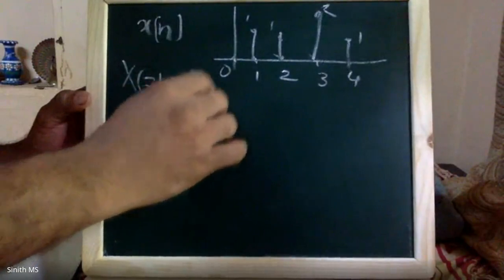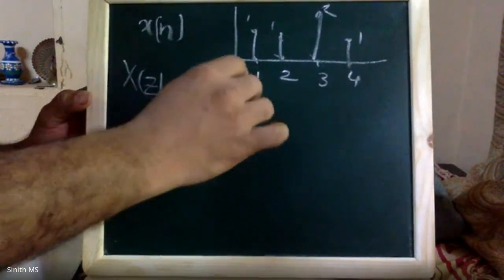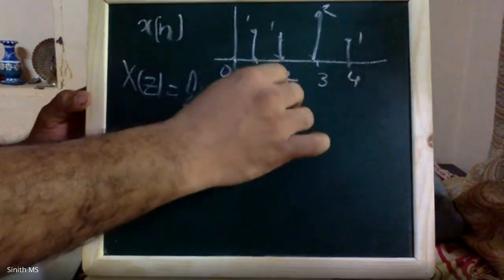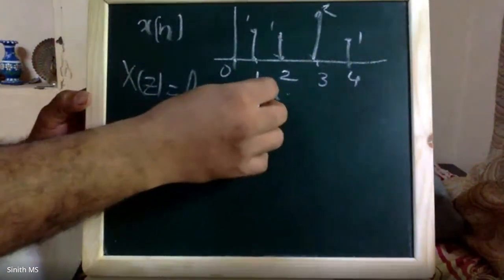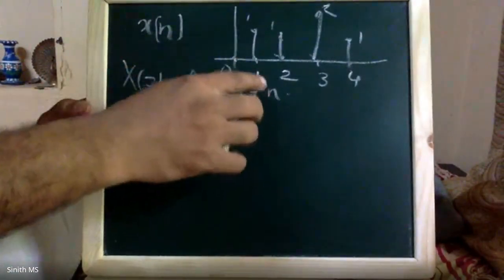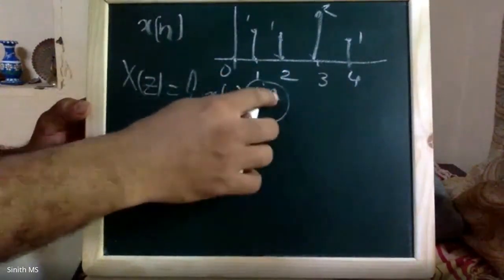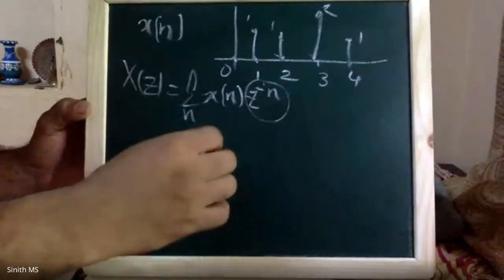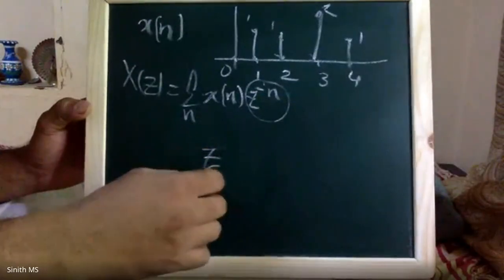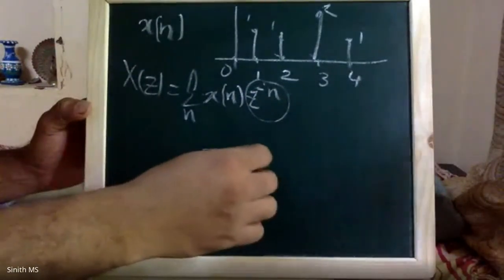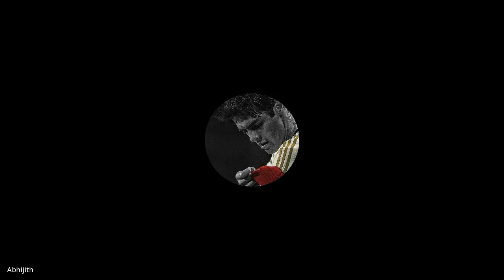X(z) will be the sum over n of x[n] z raised to minus n. In these cases, n takes only positive values, so in z raised to minus n, n takes positive values only. Suppose z goes to, say, infinity.